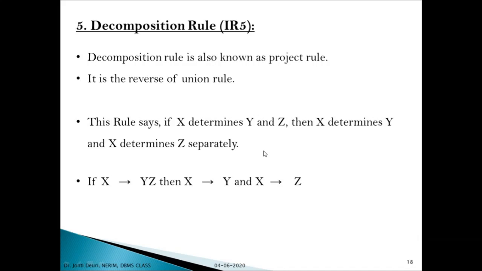That means union rule is the opposite of decomposition. In union rule, if these two are given, then you can write this one in the union. But in decomposition, from this, you can decompose that, like X determines Y and X determines Z, if X determines YZ is given like this.